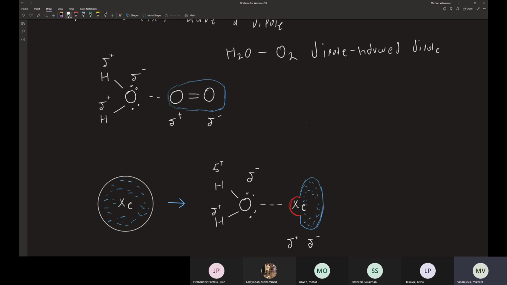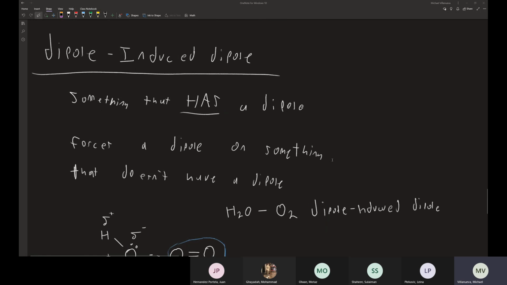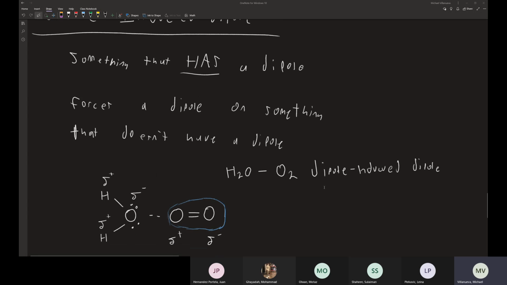So whenever you see a dipole that is being induced, it's because we have a pushing or a pulling of the electron cloud from an element that does have a dipole or some sort of electronegative or electropositive charge. That makes sense? So that is an example of a dipole induced dipole. So if you have questions with an example that has a molecule that is polar with a molecule that is not polar, that will most likely be a dipole induced dipole.